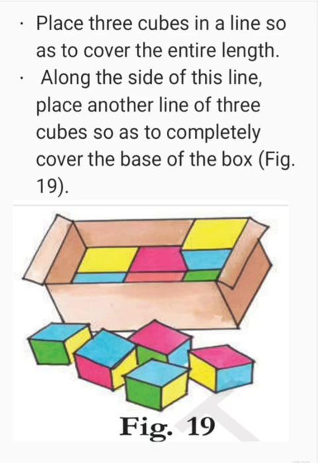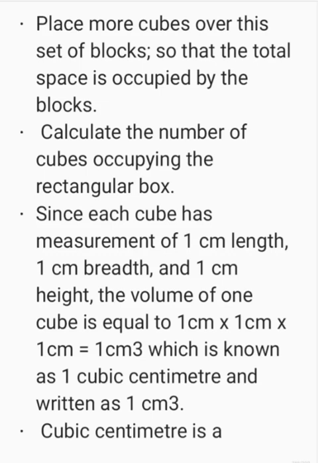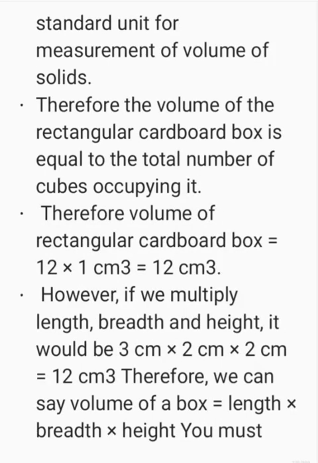Since each cube has a measurement of 1 cm length, 1 cm breadth, and 1 cm height, the volume of 1 cube is equal to 1 cm x 1 cm x 1 cm equals 1 cubic centimeter, written as 1 cm³. Cubic centimeter is a standard unit for measurement of volume of solids.